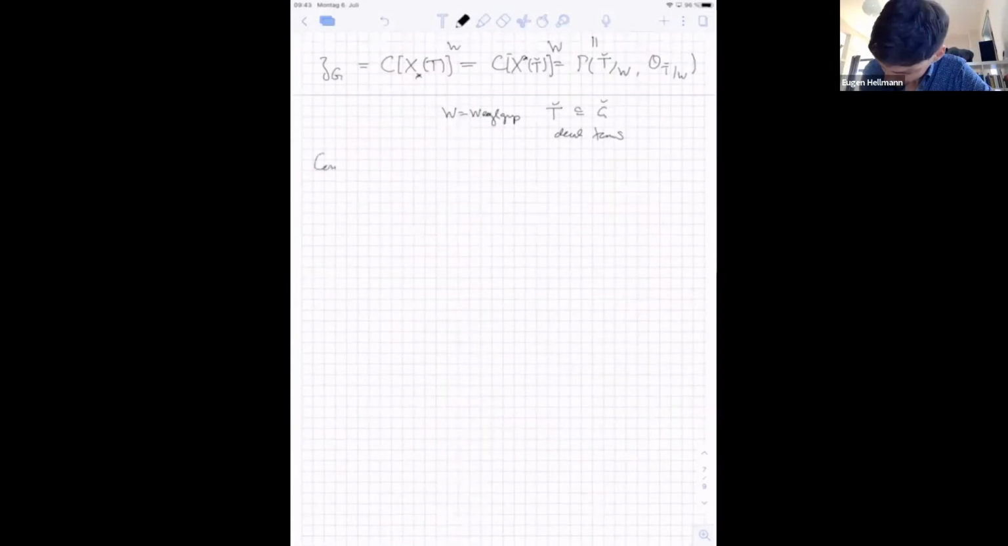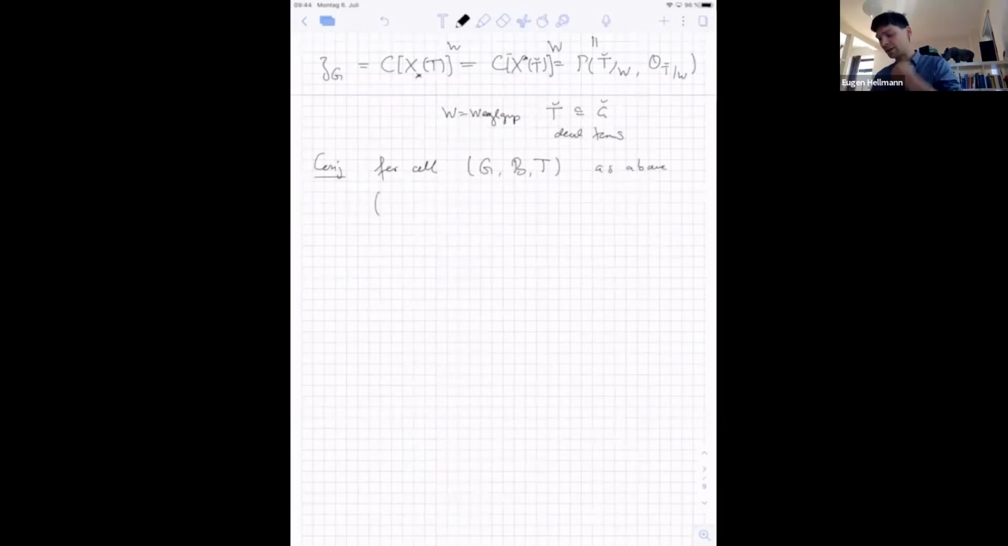Okay, I continue until I hear protests. Okay, so the main conjecture is that for all triples G, B, and a torus as above. So G is a split reductive group, B would be a Borel, and T a split torus. And again, you in some sense just should think about GLN and block diagonal matrices in GLN as examples.